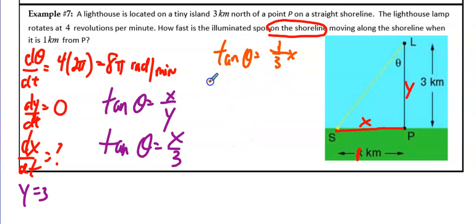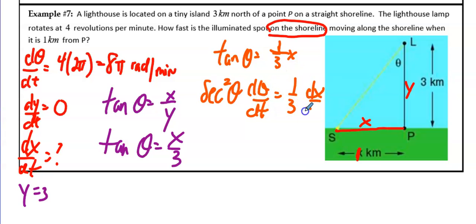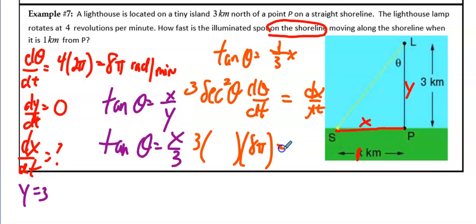So let's just keep on going for a second. We implicitly differentiate this. I'm going to go through this question very fast. We take the derivative of tangent, which is secant squared, d theta dt, is equal to 1/3 dx dt. Well, I want to find out what dx dt is, so I can just multiply everything by 3 to get rid of that. And just like before, guys, we've already found what d theta dt is. We know that that's going to be 8 pi. So we have 8 pi, it's equal to dx dt.